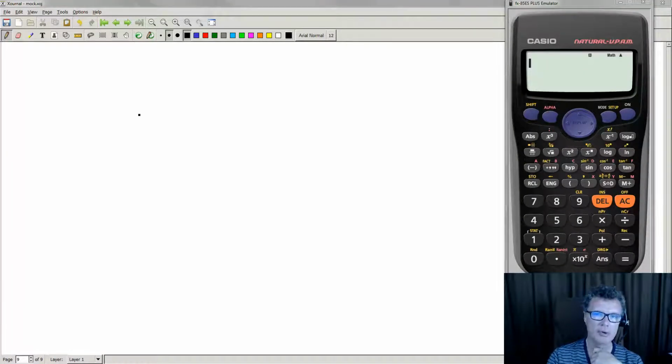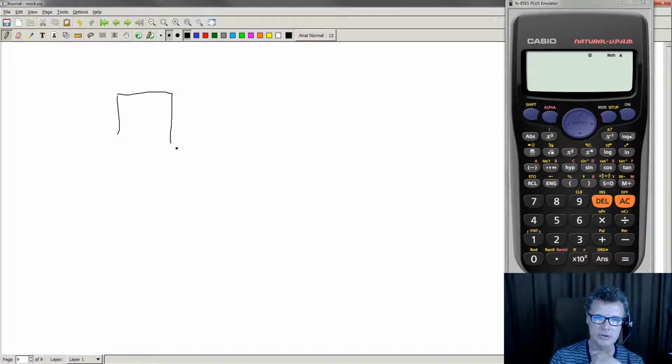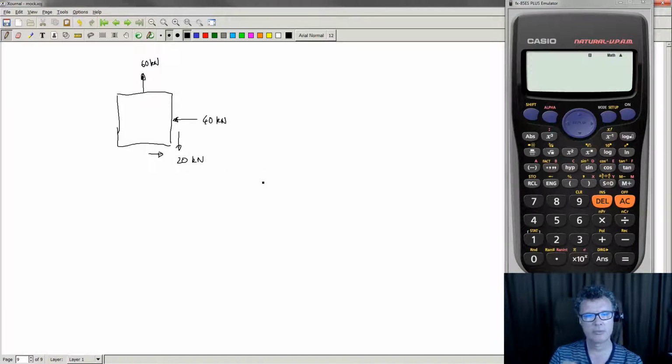Okay, so for your third bonus one, let's just do a simple transformation of a stress state. So imagine we've got a stress state here. What shall we have? In a planar, we'll have 60 kilonewtons going off in this direction. Got 40 in this direction, compressing it. And then we'll have some shearing going here of 20 kilonewtons.